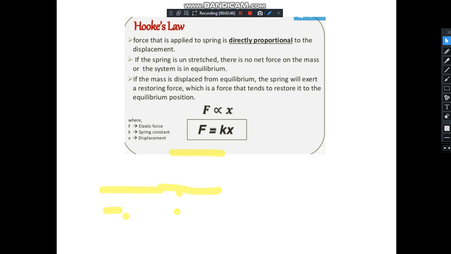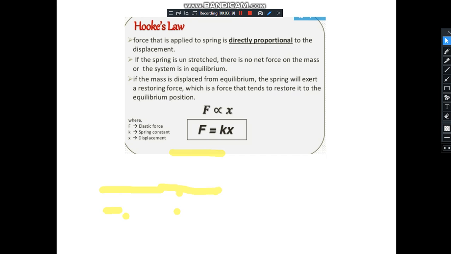Students, when we observe the mass attached to a spring, and we apply a force on the mass and release it, we observe the mass attached to a spring begin to oscillate to and fro about a fixed point, and that force is directly proportional to the displacement.